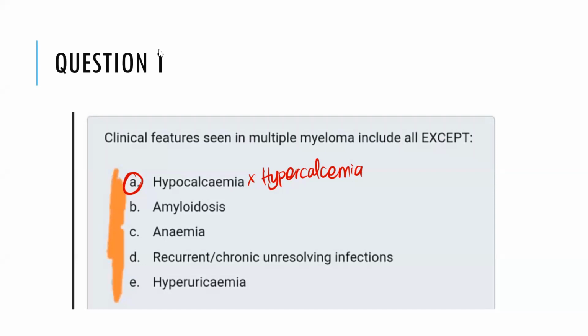Okay, so our first question, this set of questions are from the MCQ makeup paper for last year. So you can as well go through other sections. The ones that I've selected are for hematology only. The first question is, clinical features seen in multiple myeloma include all the following except.